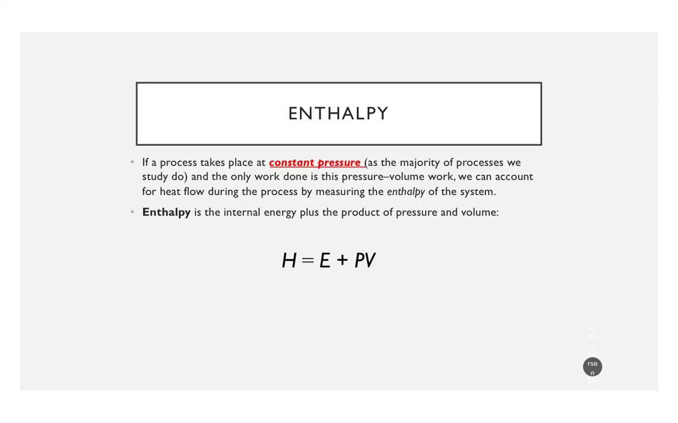All right, so that's energy. But in chemistry, most of the processes that we study are done at a constant pressure. And at a constant pressure, where the work being done is pressure-volume work, like with a piston, we can account for the heat flow during the process by measuring enthalpy. So enthalpy is going to tell us that heat flow. Let me show you how that works.